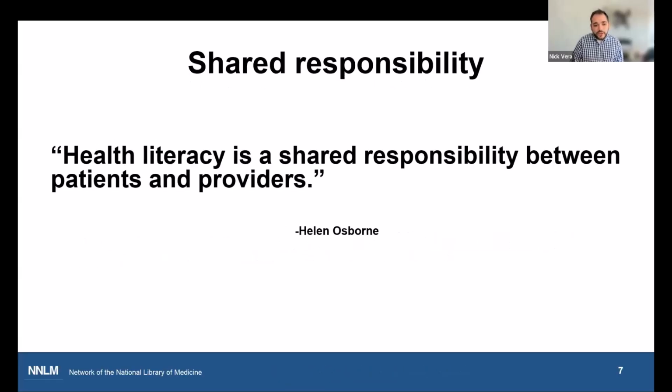So Helen Osborne, a health literacy expert, describes health literacy as a shared responsibility of patients and providers. So for the purpose of this class today, let's think about Osborne's definition as a shared responsibility between provider and receiver. A provider can be anyone who provides information, and a receiver could be anyone who receives information: a patient, a library patron, or someone reading a public health message.